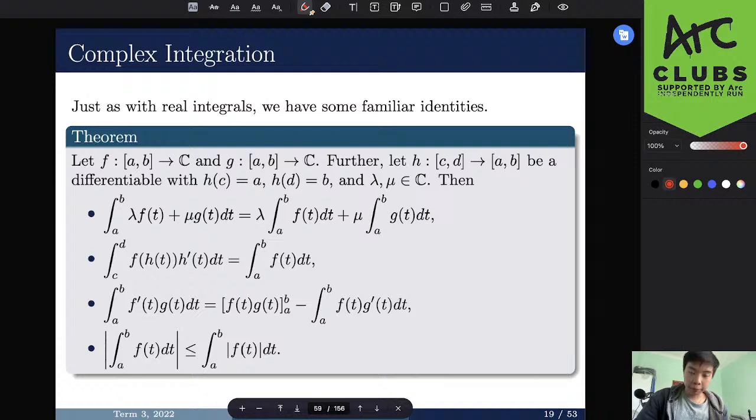So there are also some properties that real integrals share with complex integrals. Obviously the complex integral is linear. The complex integral can have substitutions. We can apply integration by parts, and we have this property right here which can be useful: the modulus of the integral is always less than or equal to the integral of the modulus of the function inside this integral. All of these you might have seen in 1A or 1B, so they shouldn't be too bad.